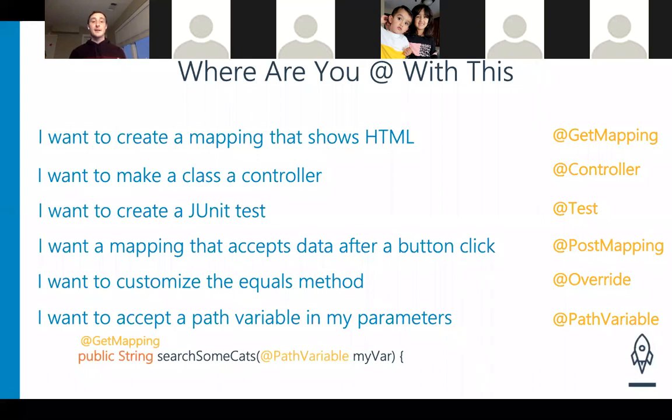Say we just have a get mapping, our path variable would go right there in the parameters itself, that annotation. Oh, and then I forgot a data type for my var, but that path variable annotation is there, and just pretend a string is between that and my var.